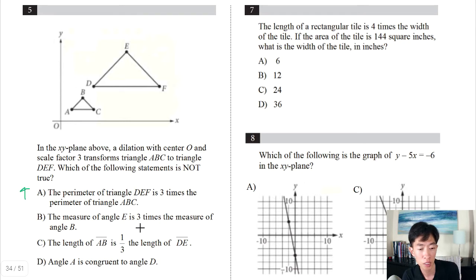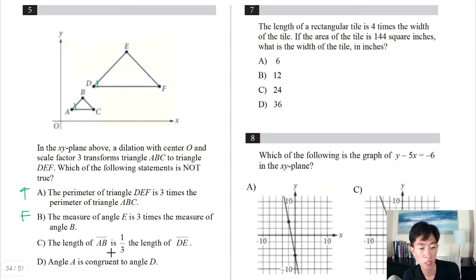B, the measure of angle E is 3 times the measure of angle B. This is not going to be true because if you enlarge a triangle, your angles are all going to stay the same. So angle A is going to be congruent to D, B is congruent to E, and C is congruent to F. So B is likely going to be our answer.